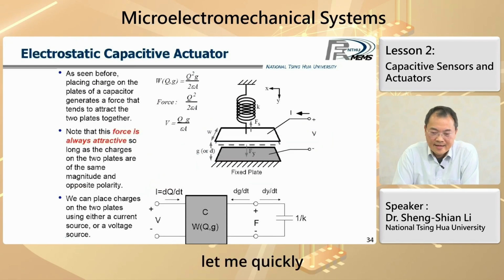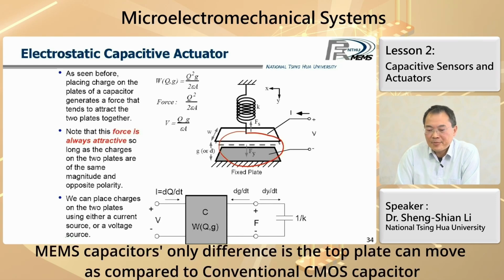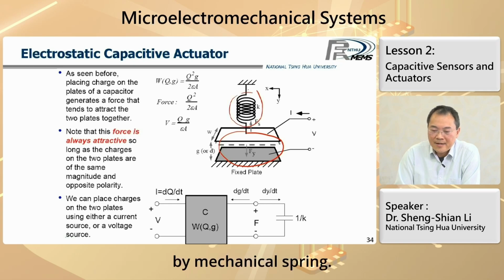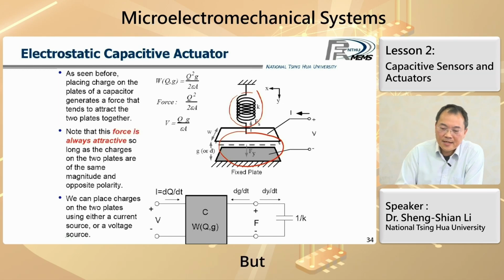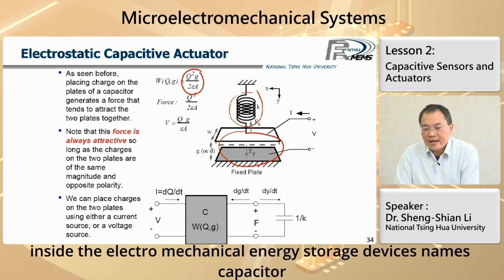Final part, let me quickly introduce the capacitive actuator. As we mentioned at the very beginning, we have a MEMS capacitor, right? The only difference is that the top plate can move, as compared to a conventional CMOS capacitor. That floating membrane needs to be supported by a mechanical spring. So that's what we know in the sensors. But we can store the energy inside the electromechanical energy storage device, the MEMS capacitor.